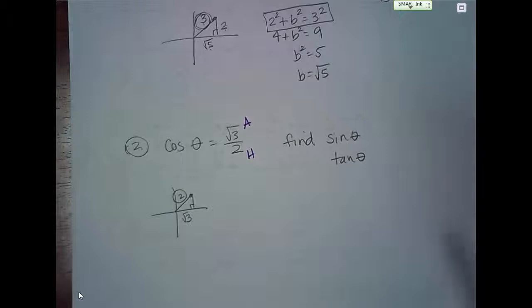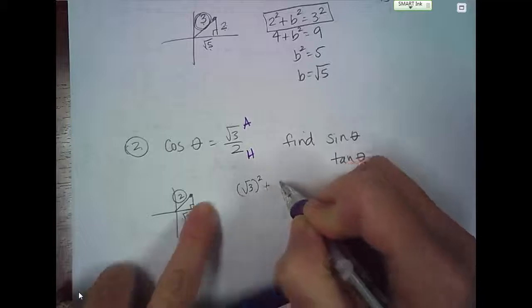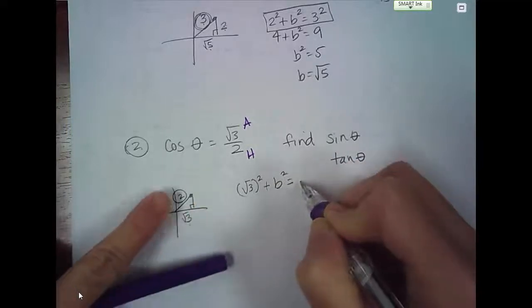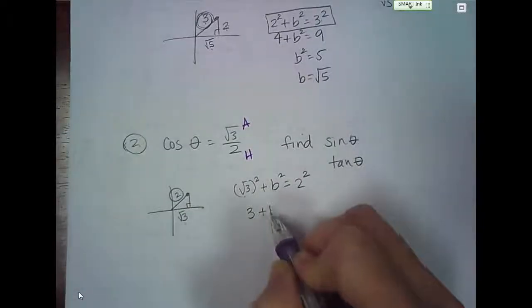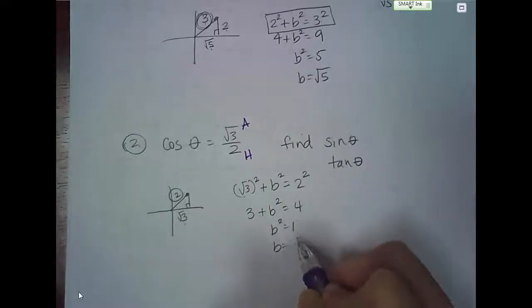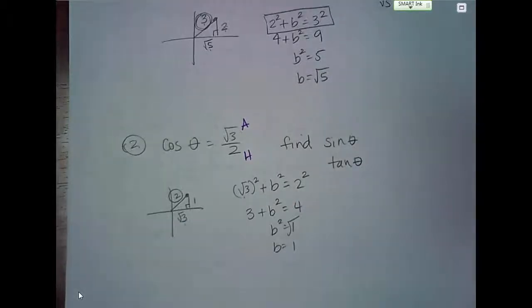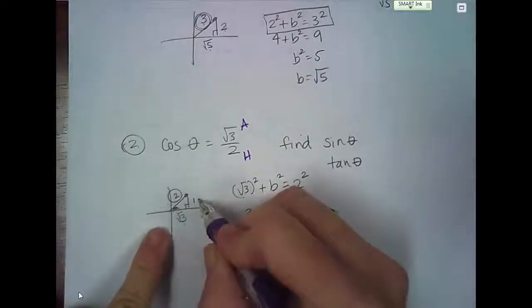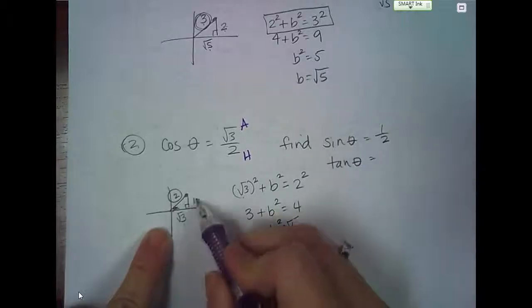Again, we're missing a leg. So this is one leg. So root 3 squared plus my missing leg equals my hypotenuse, which I always circle to help me out. Root 3 squared just drops the radical. So 3 plus b squared equals 4. So b squared equals 1. b is the square root of 1. Well, the square root of 1 is just 1. So there you go. So to find sine, okay, sine is opposite over hypotenuse. Here's my angle, opposite over hypotenuse. Remember, adjacent's always x. Tangent would be opposite over adjacent.